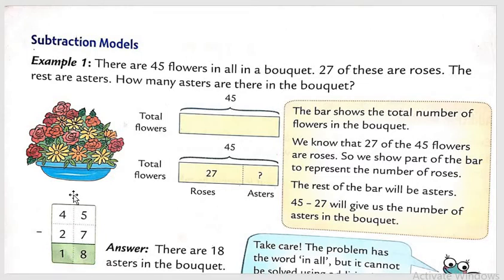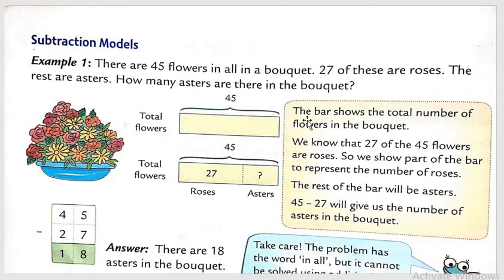We cut the 4 and put the small digit 3, and 3 minus 2 is equal to 1. So 45 minus 27, the answer is 18. So there are 18 asters in the bouquet.